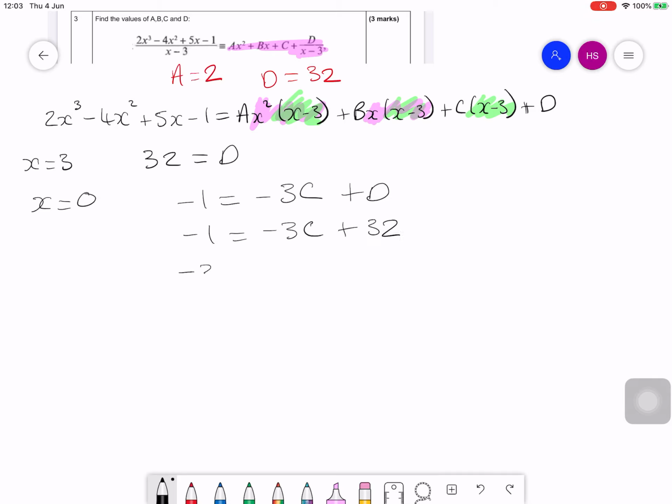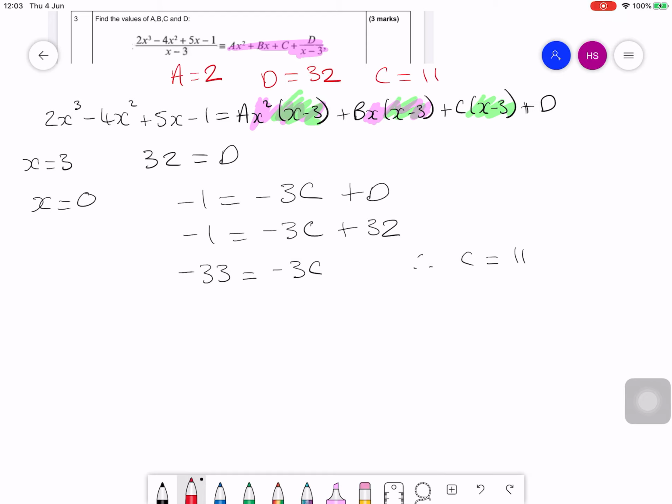So I can then say that c is going to be minus 33 divided by minus 3. So c would be 11. So let's go there. Okay, so there aren't any other values that will eliminate terms. So I've got two options.